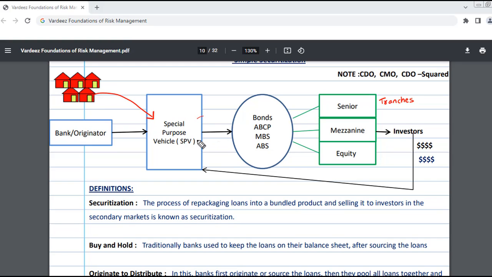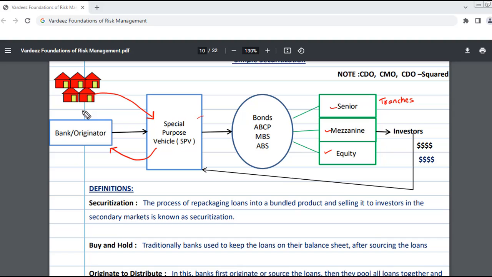I want you to pay attention here that the beautiful thing about this entire securitization process is that banks are getting their money back quickly. How? Investors are buying these securities, so they are paying the SPV. The SPV is getting the money from the investors, and then the SPV will give the money to the bank for buying this pool of loans. So it is a great situation for the bank. They really don't have to wait for something like 20 years to get their money directly from the borrowers in terms of interest and principal payments.